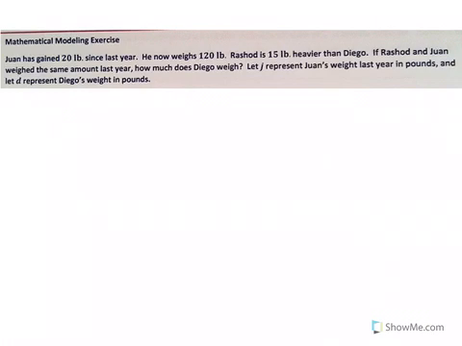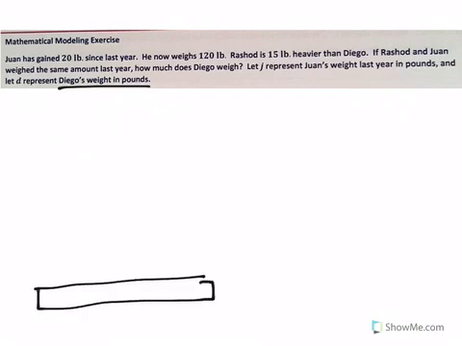Okay, so one way we can do this problem is by using tape diagrams. And what I'm going to do is kind of work backwards. We want to know what Diego's weight is in pounds, so I'm going to start with that, something that we don't know. I'm going to do a tape diagram and call that D for Diego. That is Diego's weight, right?